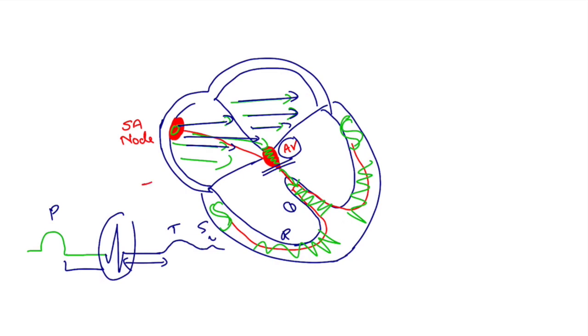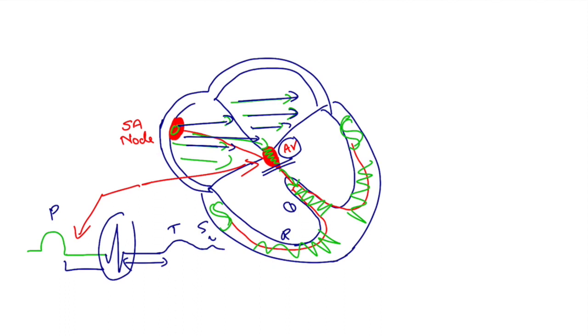If there is any defect in the AV node, it will delay the PR segment. That's when we call it heart block. That can vary according to the degree of block, which is first, second and third degree. We will talk about that in the next video.